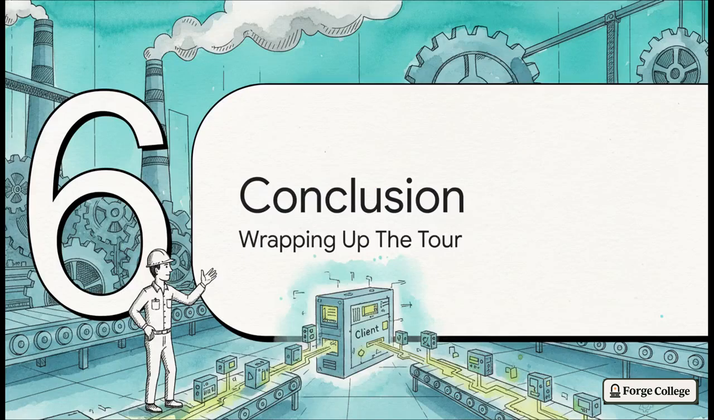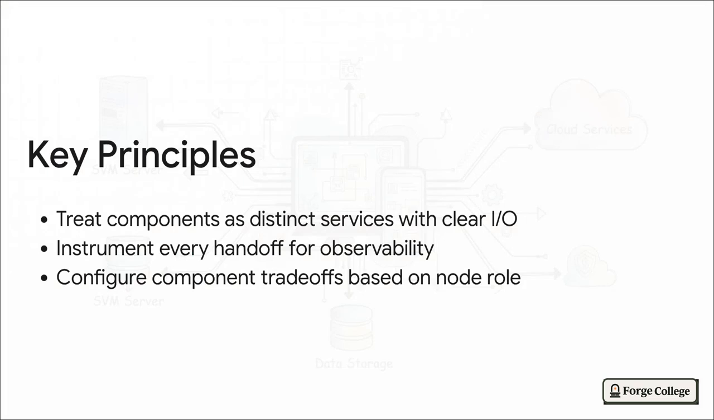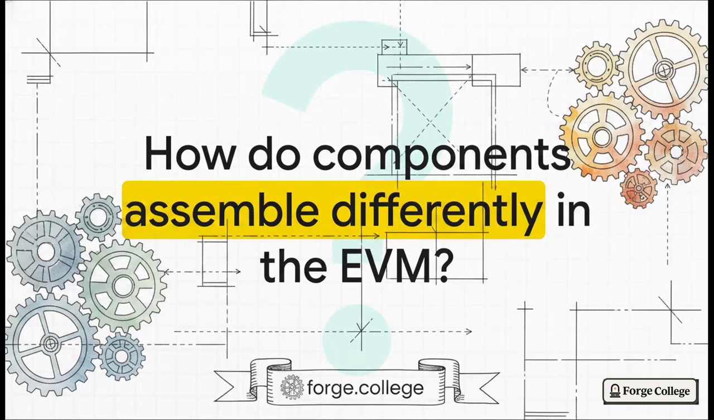And finally, conclusion and next steps. Let's wrap up the tour. Before we clock out of the factory for the day, let's just quickly distill the core operating principles of the SVM client. Number 1, always treat your components as distinct services with extremely clear inputs and outputs. Number 2, instrument every single handoff for maximum observability. And number 3, configure those component trade-offs based on your node's specific real-world role, whether you're validating, serving RPCs, or indexing.